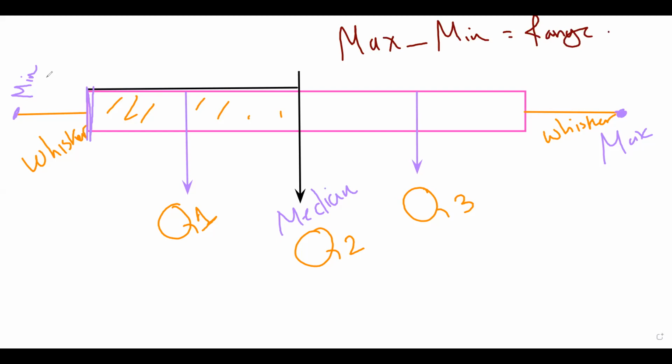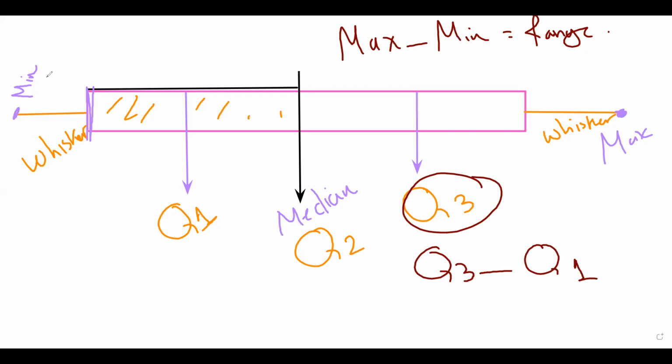And today you are going to learn a new thing. That's the difference between Q3 minus Q1. The difference between the third quartile and the first quartile, we call it interquartile range, IQR.